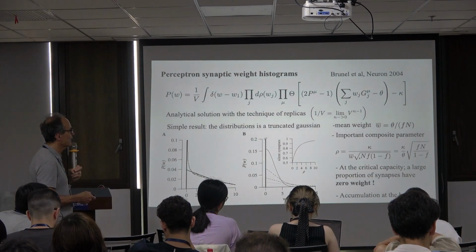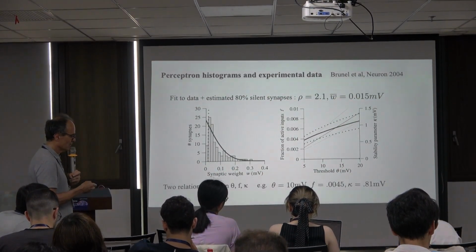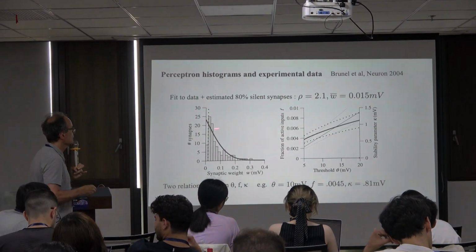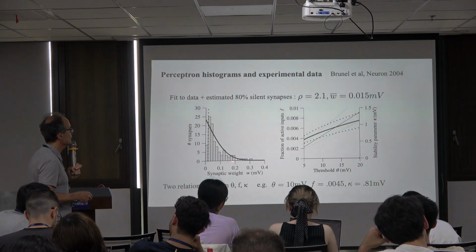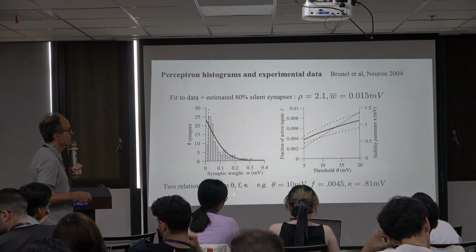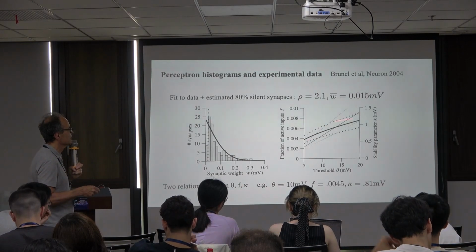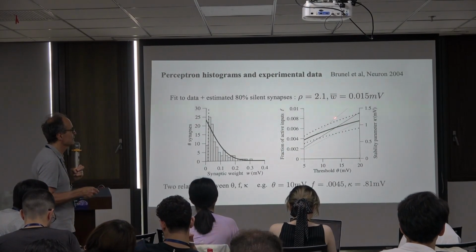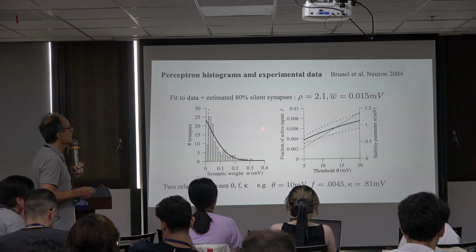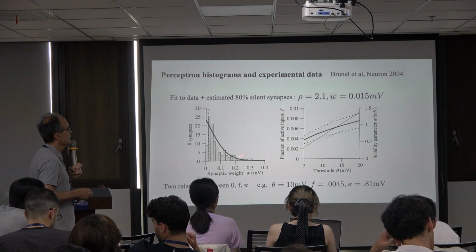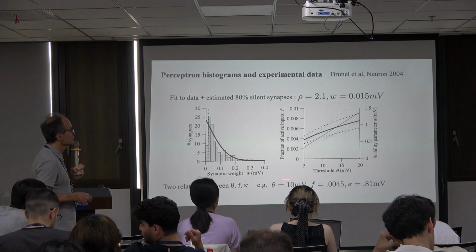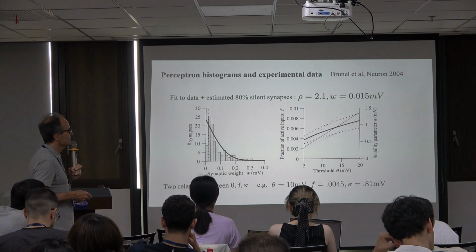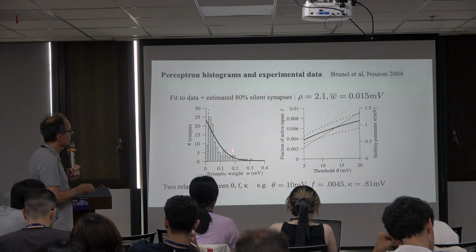And if you compare with the experimental data, you can find the best fitting parameters. So you find this robustness parameter, the mean synaptic weight, etc. And you find that, okay, if you say that there are 80% silent synapses, you find, first of all, that the inputs are very sparse, and you fit this histogram.